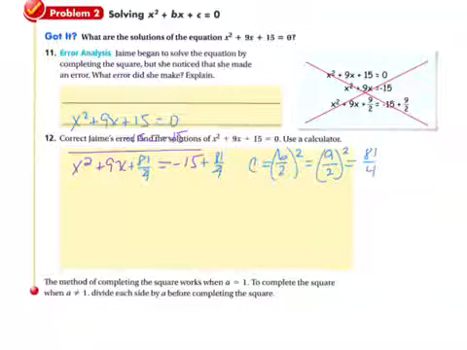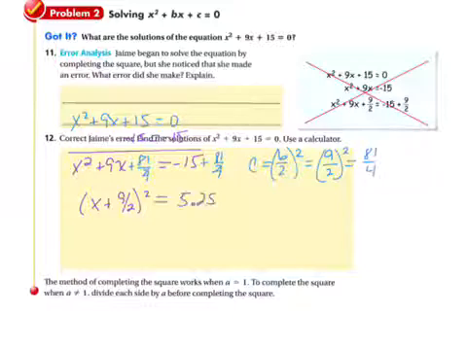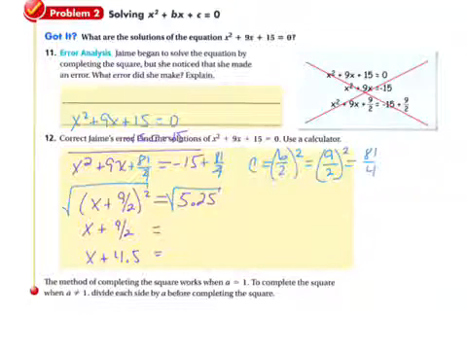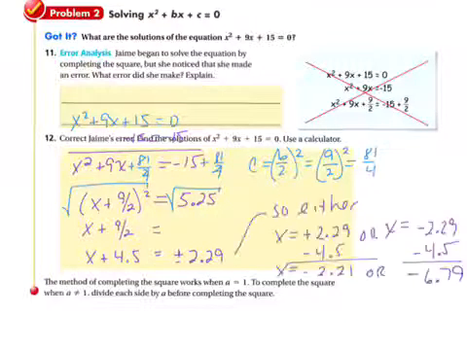The left-hand side of this equation will become x plus 9/2, that quantity squared, and the right-hand side will become 5 1/4, or 5.25. The next step is to square root both sides. The left-hand side becomes x plus 4.5, and the right-hand side becomes plus or minus 2.29. Now to solve this, we are going to subtract 4.5 from both sides.